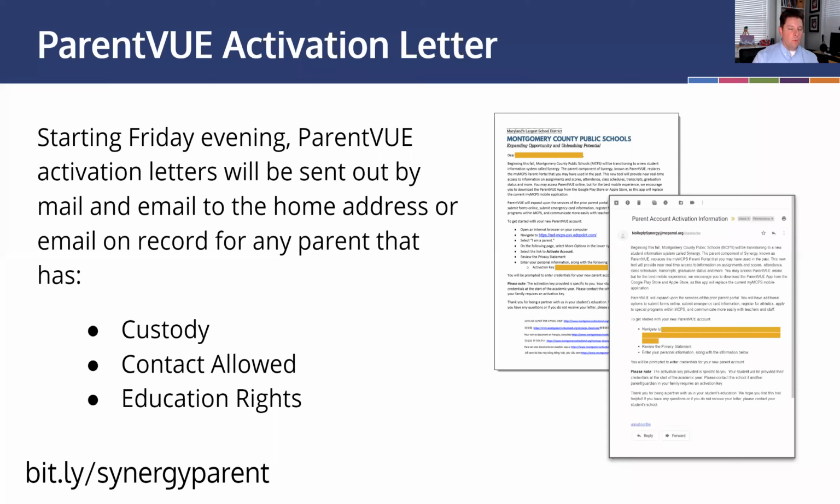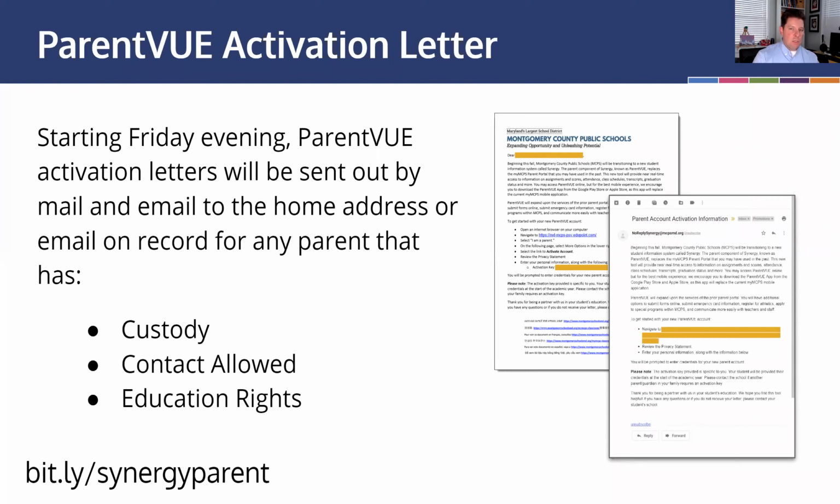All right. But in order to get a parent activation letter, there are some requirements. Number one, we have to know either A, what your email address is, so we can send you the email version. That's our primary way of sending this to you. Or B, we need to have your home address so that we can send that to your home mailing address, so you'll receive an actual physical letter in the mail.